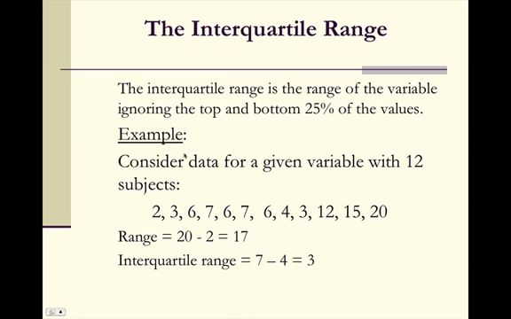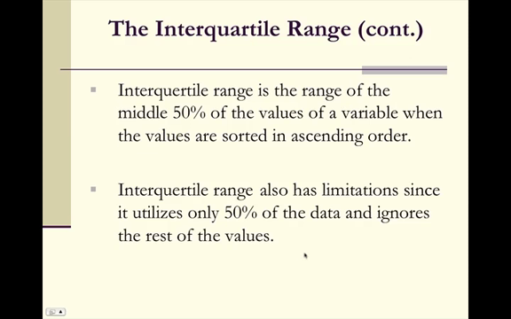If we have a different data set right here, 12 numbers, it's saying 20 minus 2 equals 17. Okay, that's the standard range. But for the interquartile range, get rid of the top 25%, get rid of the bottom 25%, so your 7 minus 4 equals 3. And you can see there is a distinctive difference in range from 17 down to 3.